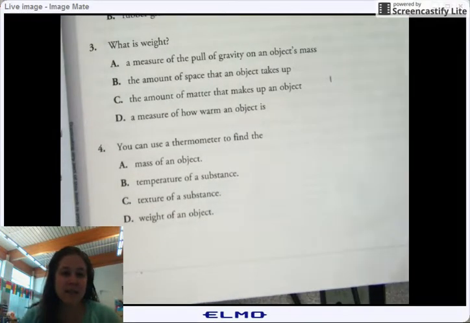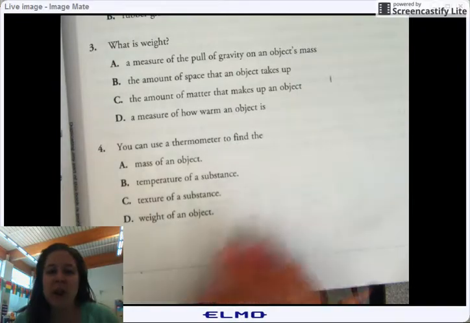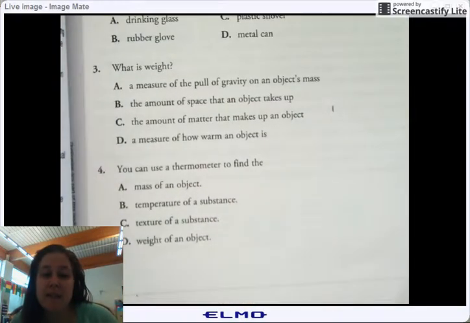What is weight? A measure of the pull of gravity on an object's mass, the amount of space that an object takes up, the amount of matter that makes up an object, or the measure of how warm an object is. So what is weight? If you can't remember, go back and look at your notes.